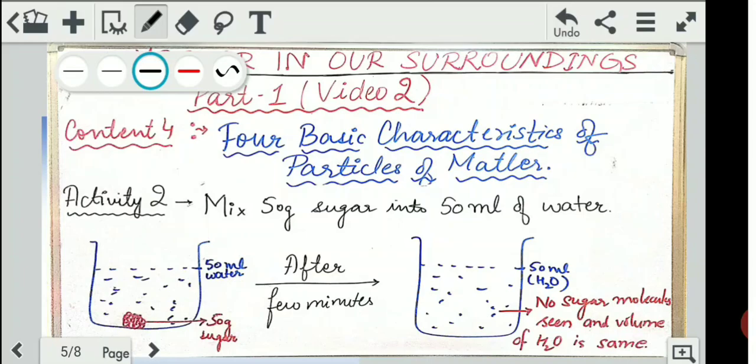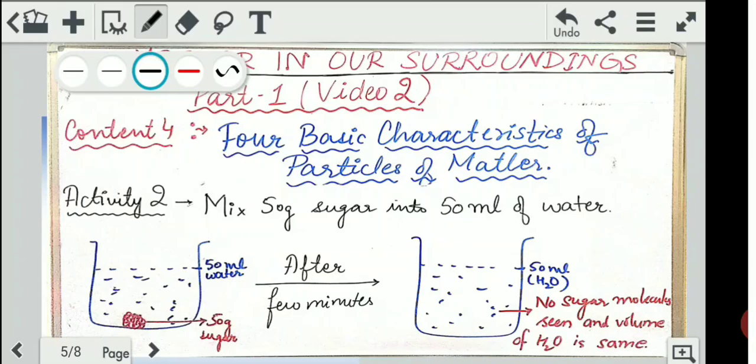This proves that the particles of matter have spaces between them by default. They already have spaces in between them where the particles of other matter come and mix with them. Clear? So this is about the second property of particles of matter.